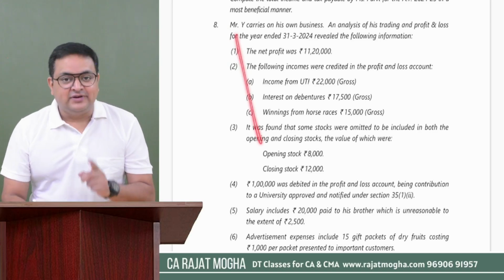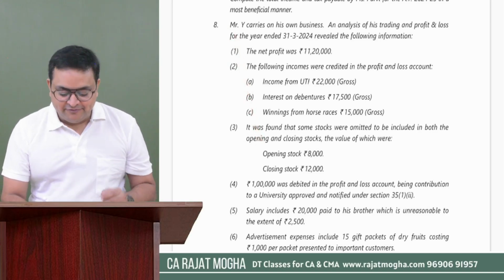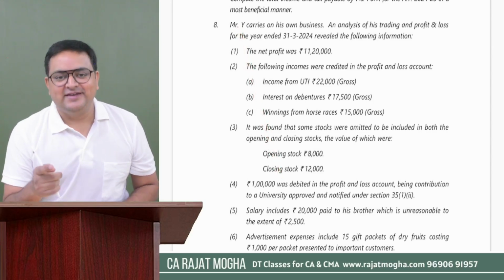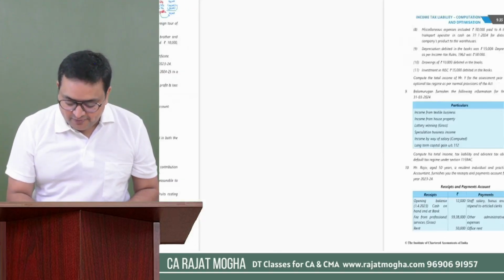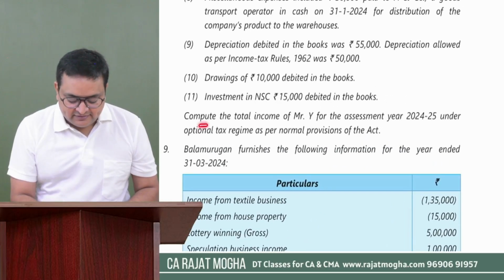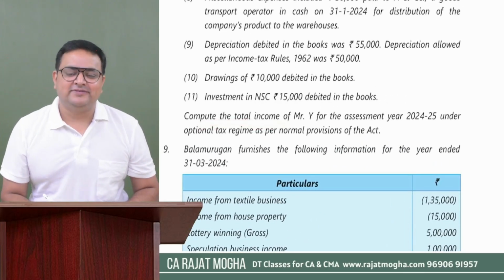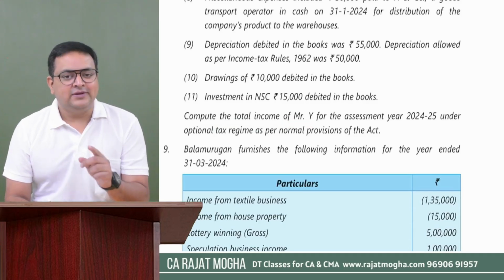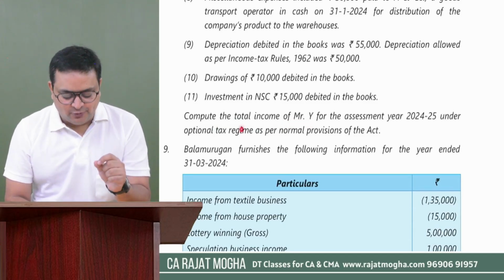Before reading this question, I have also mentioned this in the last lecture. Before reading the total income question, you should know what the requirements of the examiner are, what they need from us. So let's come to the end of this question. It says compute the total income of Mr. Y. So do we need to compute the tax liability also? No, they are asking about just the total income.